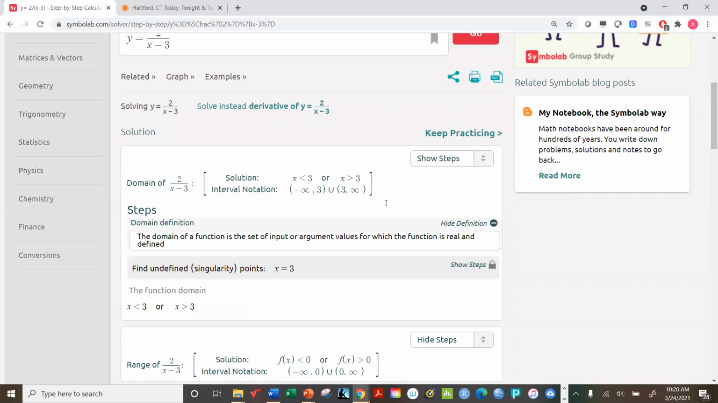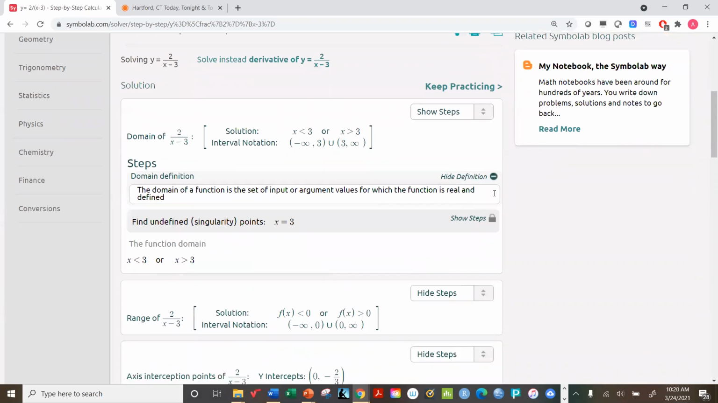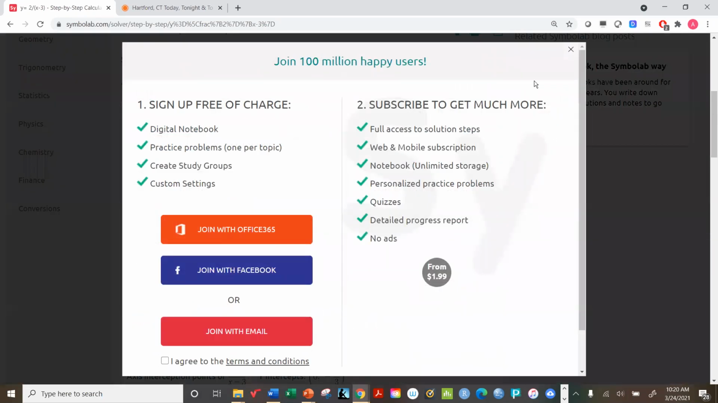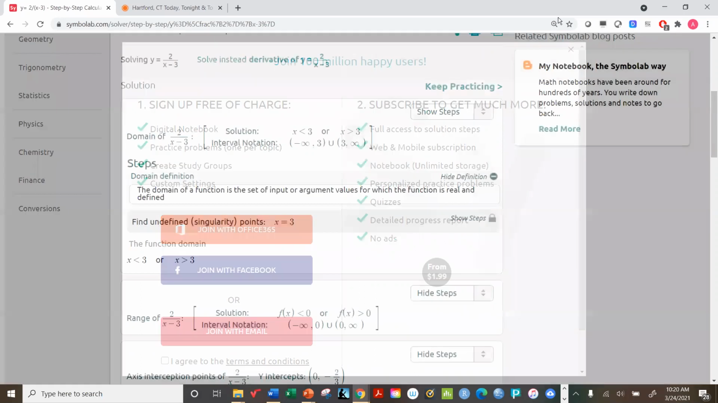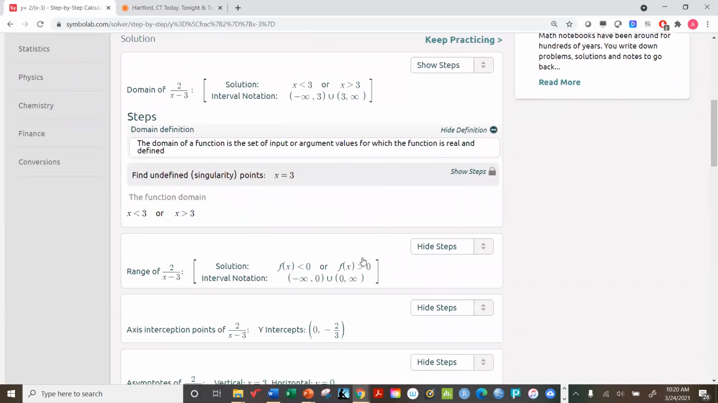See, now it offered to show me the steps here, but this one you have to pay for, I guess. So if you whip out the credit card and pay for this, I guess you can get all these extra details if you need them.